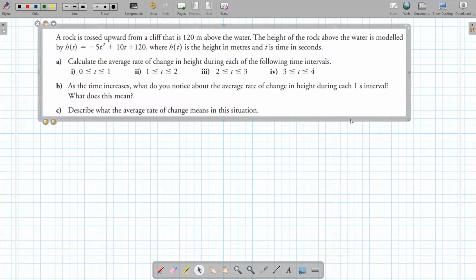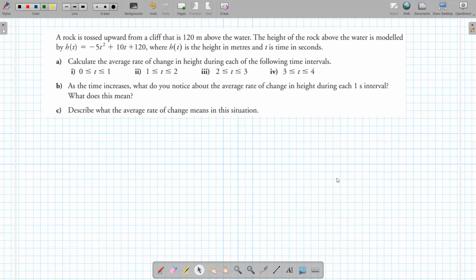Okay, over here we have a quadratic h of t. We're at a cliff, we're throwing a rock. All right, let's look at this equation. H of t equals negative 5t squared plus 10t plus 120. So this is a quadratic function. How do we graph a quadratic function? What do we need? We need 3 things to be able to graph a quadratic. Remember?